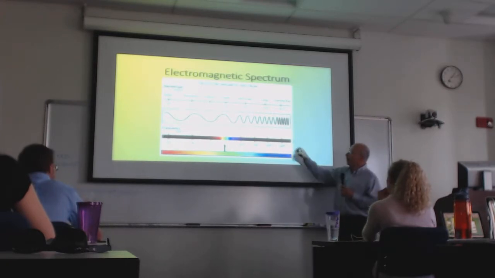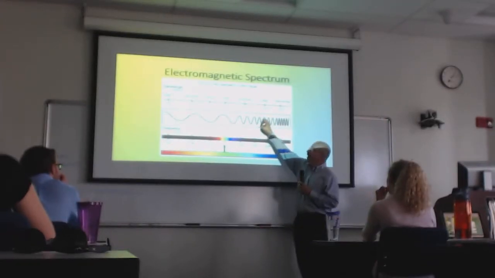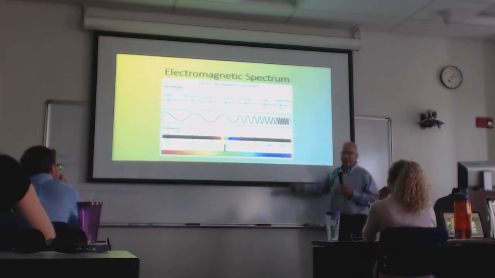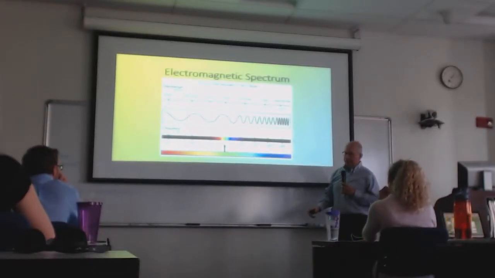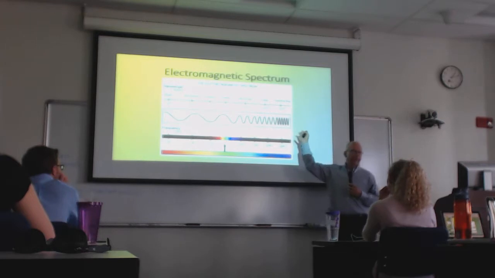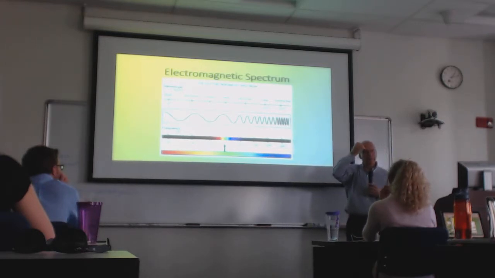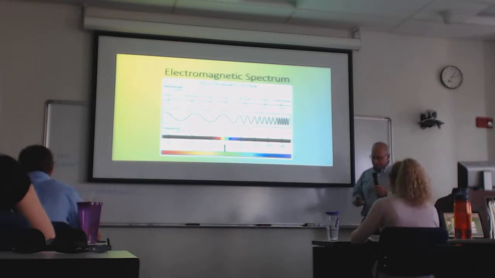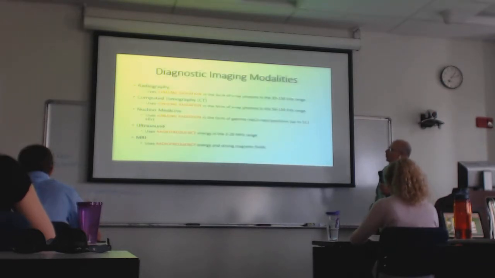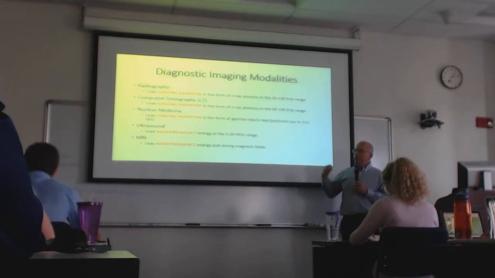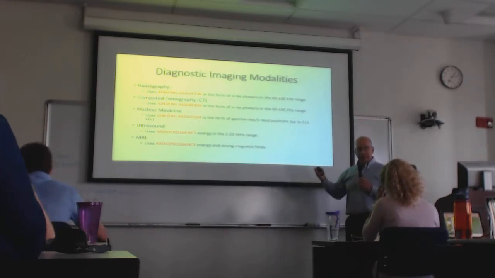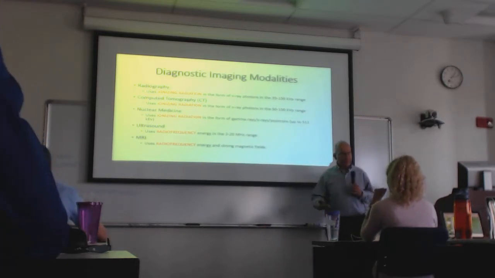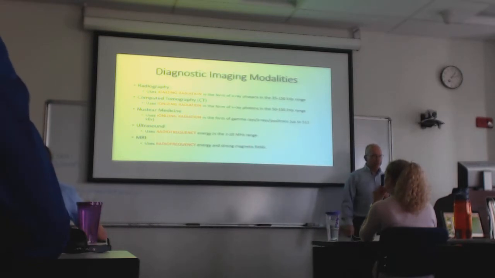So clearly we're talking about stuff in this neighborhood, in the X-ray spectrum. There are even gamma emitters in nuclear medicine. We try to avoid them because, relatively speaking, they're even more powerful than X-rays, and so we want to avoid using them if we can. So radiation is used in several, but not all, imaging modalities, okay?